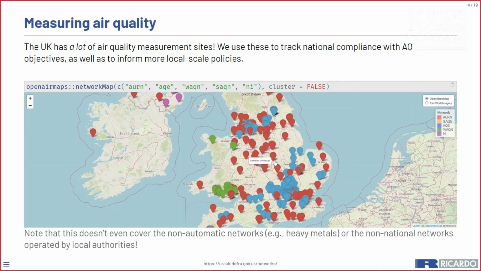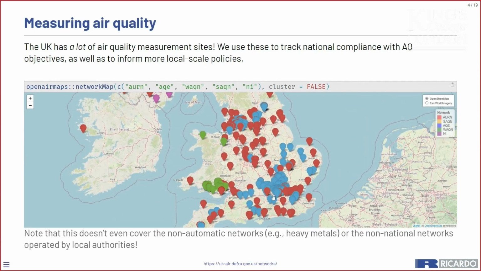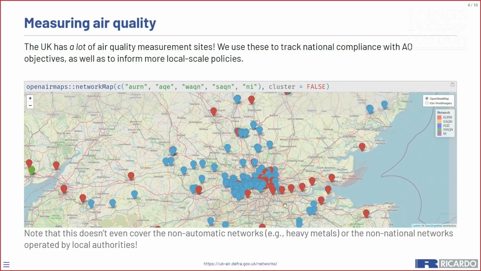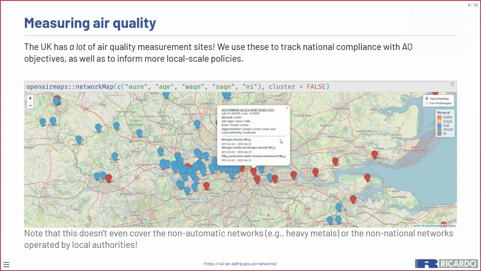The red ones are our big UK-wide ones, and the other colours are the individual subcomponents of the UK there. As we zoom in, I can zoom into London, say, and we can have a little look. I'll just click on a random one. Southwark, Old Kent Road, and you can see all these are different, right? They have different classifications. There are traffic sites, there are background sites, rural, suburban, industrial. They're all in different geographical locations, and different local authorities are responsible for them.